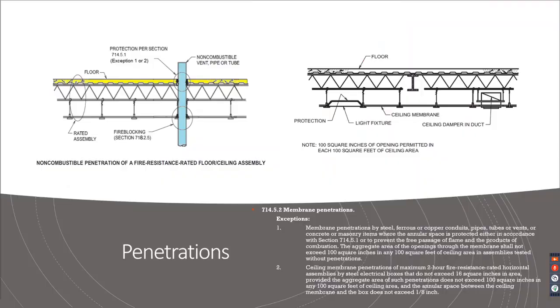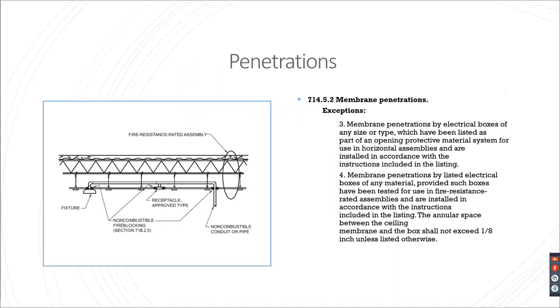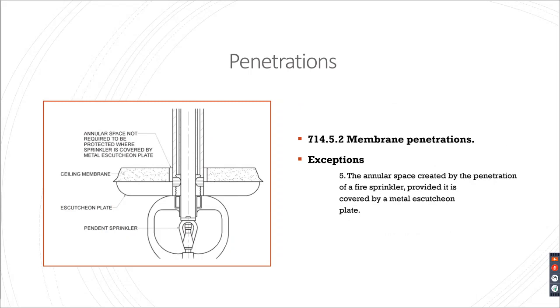So exceptions to this membrane, again, I won't read all those to you. It's very similar language. So what's the type of material that's going through that membrane? What's the size? And how does that have to be protected? It's a lot of the same similar language that you see through the others. It's just that it's for horizontal. And exception 3 and 4: 3 is talking about the electrical boxes of any size or type, and number 4 is about the listed electrical boxes as well. So just make sure you're reading the right exception for the material that you have.